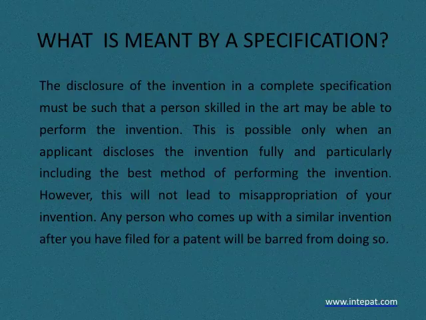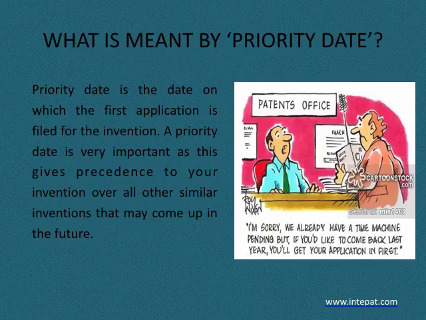However, addressing your concern that this will not lead to misappropriation of the invention. Once you file your specification, the patent office knows how the invention has been come up with, what is the process it entails, and what is the purpose of that invention. Therefore, it will help them in barring all other persons who come up with similar inventions, because you have already filed an application. Now, what is meant by priority date?